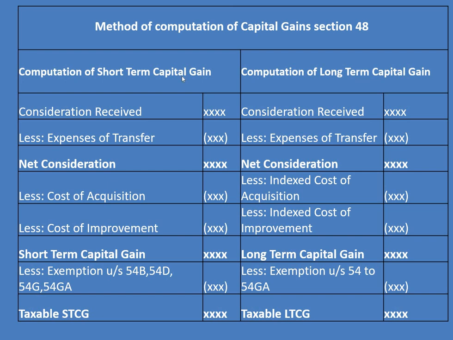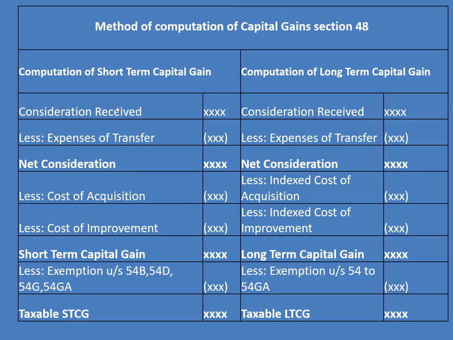I already told you, short-term capital gain means any gain arising from the sale of a short-term capital asset. Long-term capital gain means any gain arising from the sale of a long-term capital asset. And almost the format is the same for calculating short-term and long-term capital gain. First we have to write the consideration received, that is the sale price. When you sell the capital asset, you will get some selling price, that you have to write here. For long-term capital gain it is also the same, less expense of transfer.